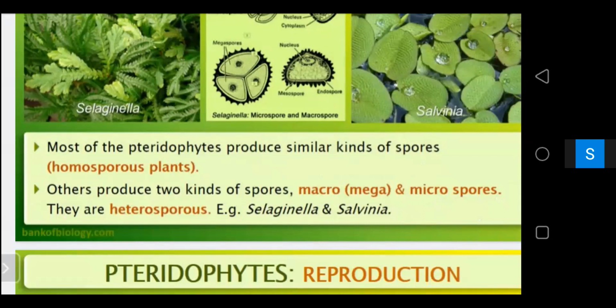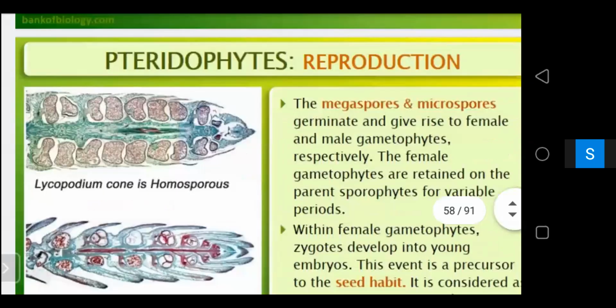and Salvinia, which produce two kinds of spores, macro and micro. Macro is used for the female, the other name is mega, and micro is used for the male, because the male gamete is always small. They are known as heterosporous. Examples of heterosporous plants are Selaginella and Salvinia, and the megaspore and microspore germinate and give rise to female and male gametophytes respectively. The female gametophyte in these plants is retained on the parent sporophyte for a variable period.